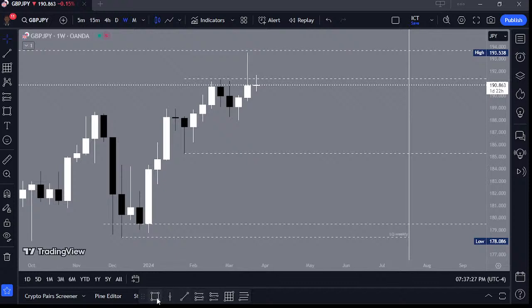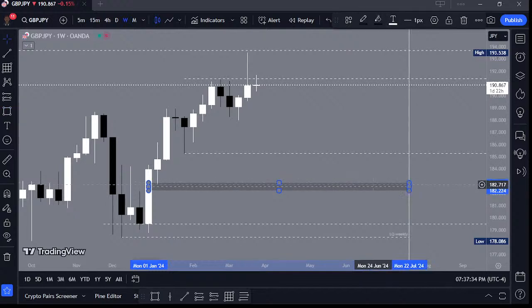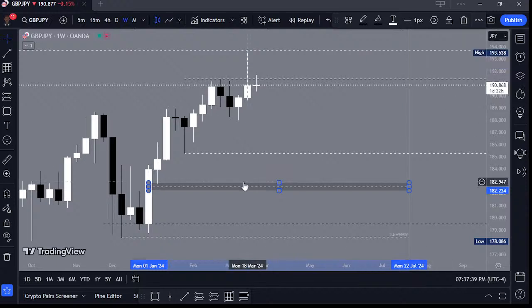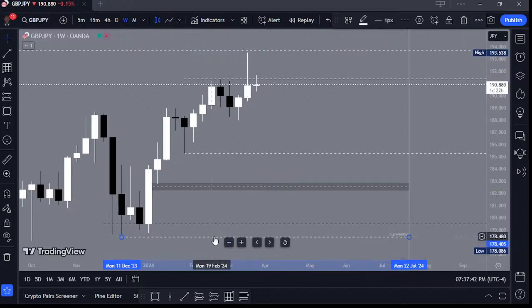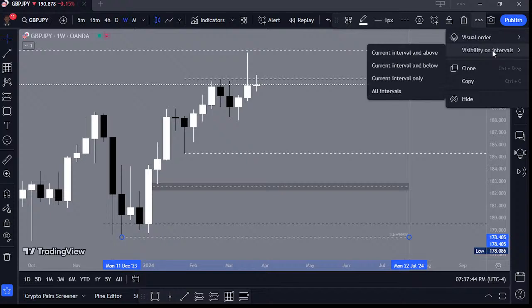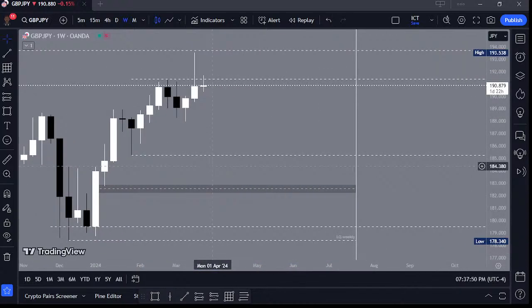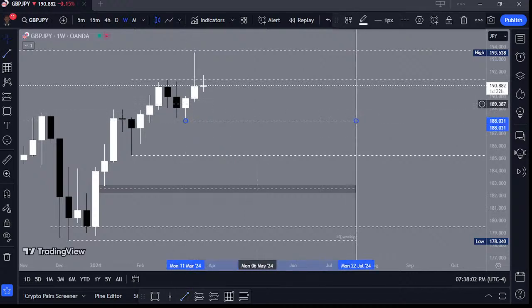Thereafter, I will be looking for fair value gaps. As you can see, there is a fair value gap right here. Here, not much, but it's needed though. Current interval and below. So thereafter, I'll be looking for previous week high and low. Let's check the previous week here before analyzing the current week.